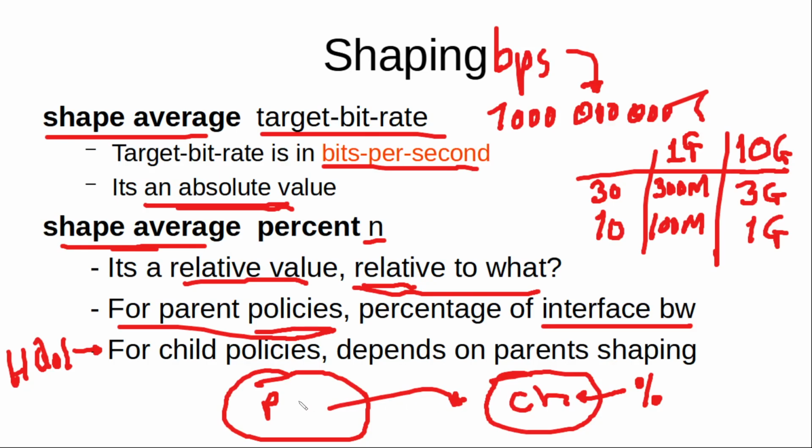So if you were shaping in your parent policy, even if you had a 1 gigabit per second interface, but your parent policy were shaping to, for instance, 500 megabit per second, then the percentage that you will be using within your child policy will be relative to this value. Not the interface bandwidth, but whatever value the parent policy is shaping the traffic into. I hope that makes sense.